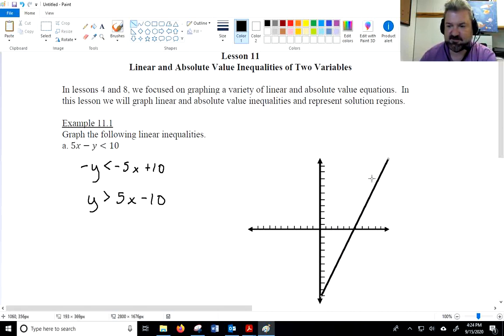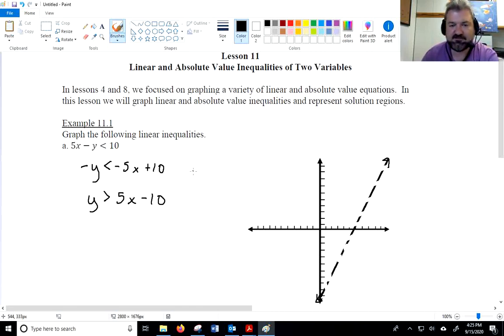Now, because the inequality is y is greater than and not y is greater than or equal to, we actually have to use a dotted line. But unlike many drawing tools, this one doesn't have that, or at least I don't see it readily available. So I'm just going to go back here, and I hope you don't mind how crude this is, and I'm just going to dot my line like that. All right, so I have a boundary line.